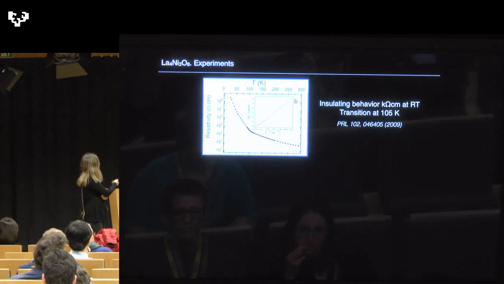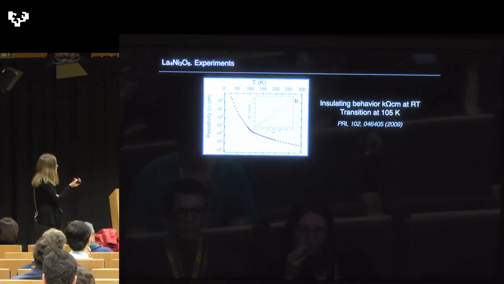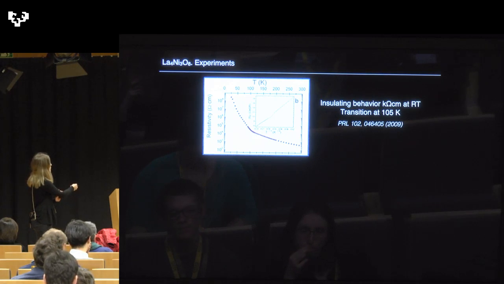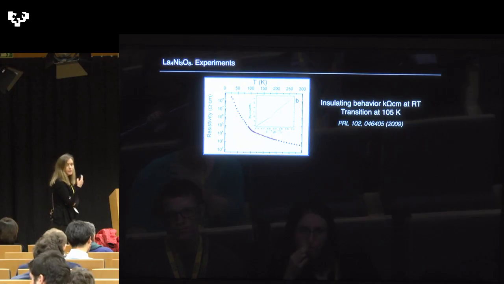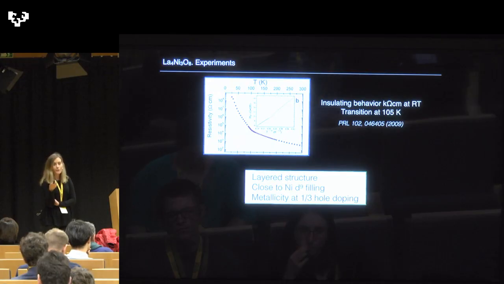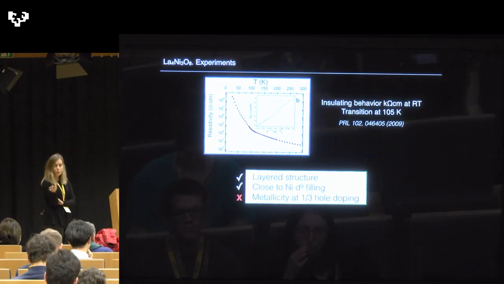What you see here are resistivity versus temperature experiments for lanthanum 438, which was already synthesized back in 2009, and you can definitely see that that's not the temperature dependence of a metal. The material is actually highly insulating, up to 105 Kelvin, when a transition occurs towards more of a semiconducting-like regime. So definitely not a metal. So you start on the wrong foot. You found a material that has a layered structure and is close to d9 filling, but that unfortunately is not metallic at 1/3 hole doping.